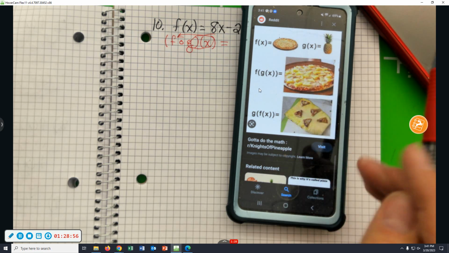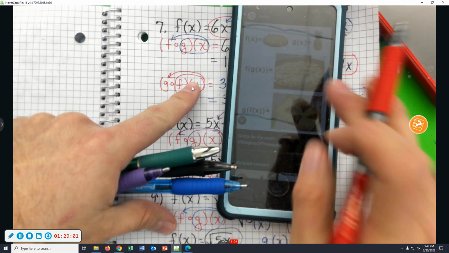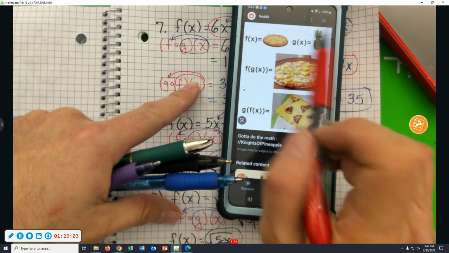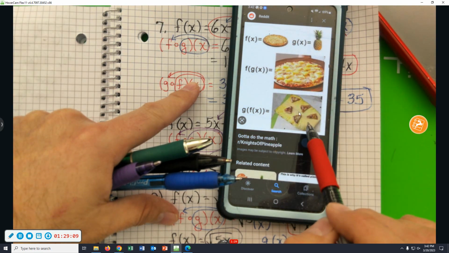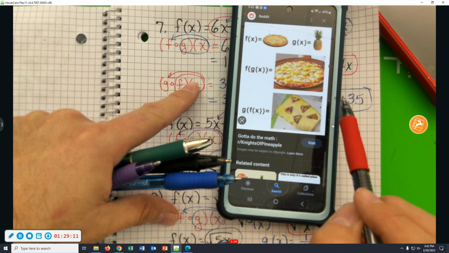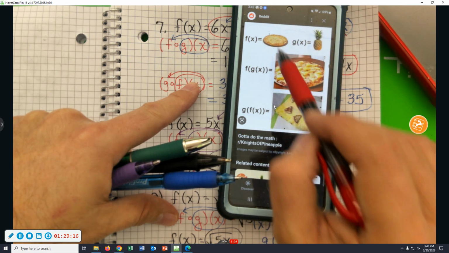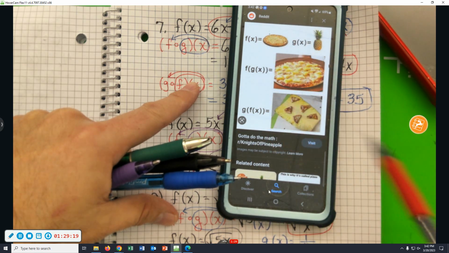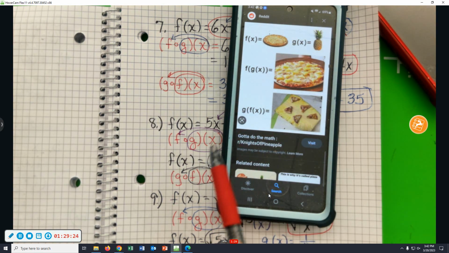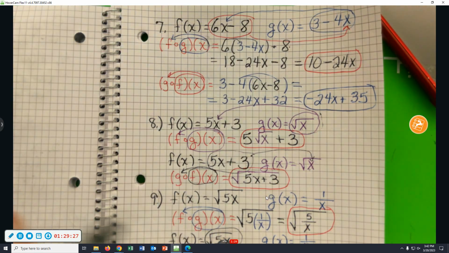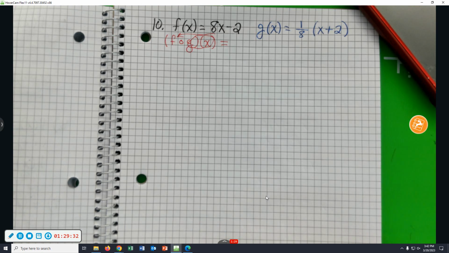With G circle F, or G composed with F, you're putting the pizza on the pineapple. See, two different things, right? Here you're putting pineapple on the pizza. Here, the other one, you're putting the pizza on the pineapple. It's too bad they didn't like F of G of x and G of F of x. Maybe they didn't have the little circle to draw. Probably they didn't. Okay, so number 10.